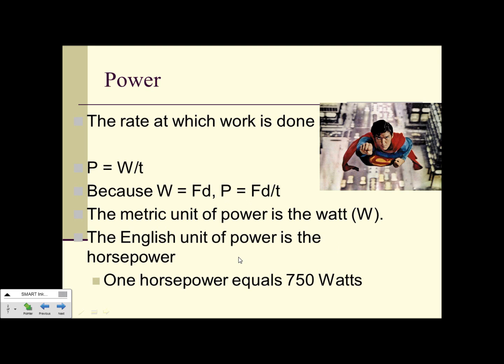The English unit of power is the horsepower, and this is the horsepower you think of with cars. You will not need to know this conversion, but just to give you an idea in terms of light bulbs and what a horsepower is, 1 horsepower is equal to 750 watts. And this unit did come from what it looks like it did. 1 horsepower is the amount of power 1 horse could generate.